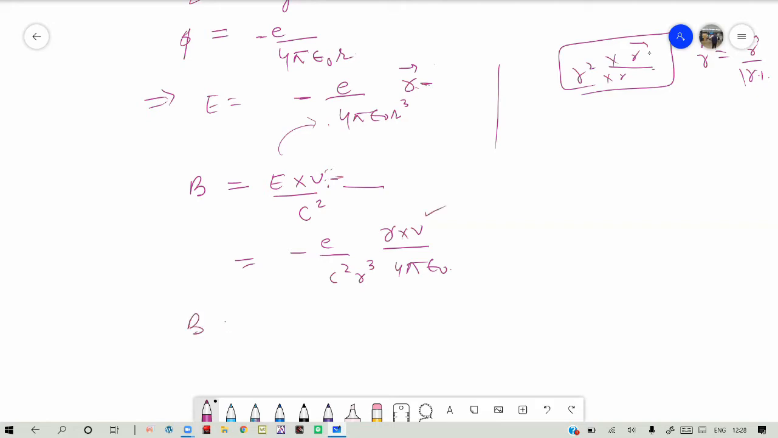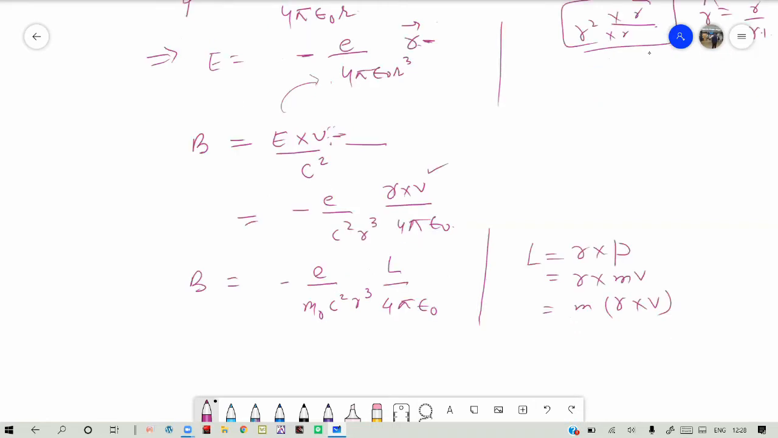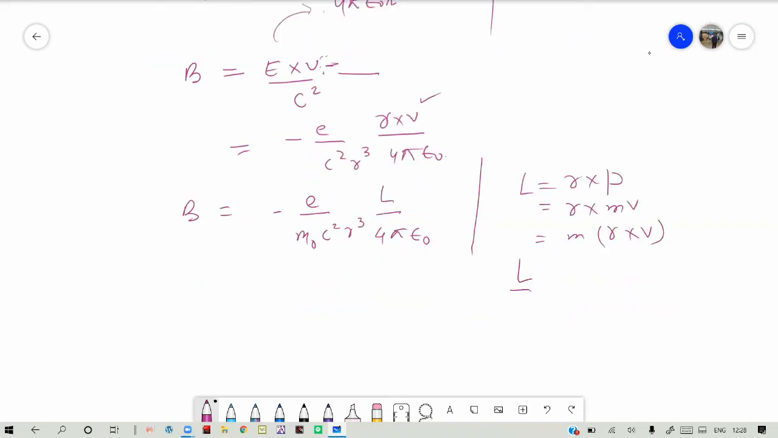So B will be equal to minus e divided by mu naught, C square, r cube. I will write it as L by 4 pi epsilon naught, because I have used L is equal to r cross P, which is r cross mV. Since m is a constant scalar quantity, L by m is equal to r cross V, where m is the mass of the electron. So L by m is r cross V.